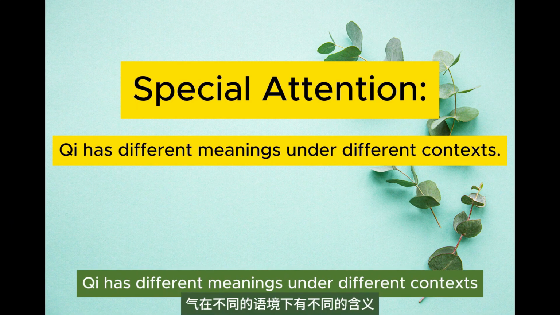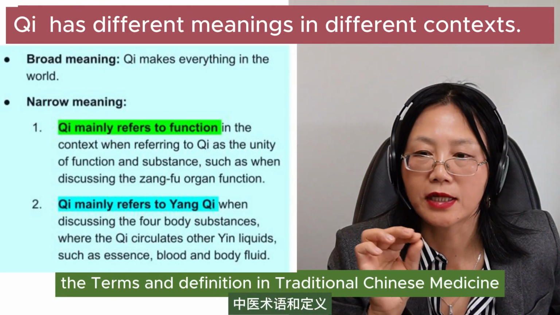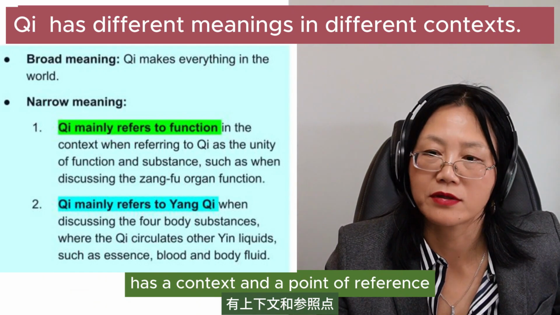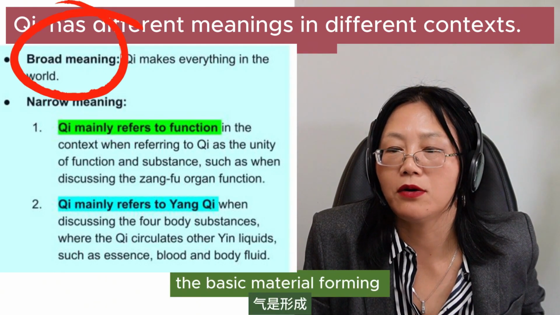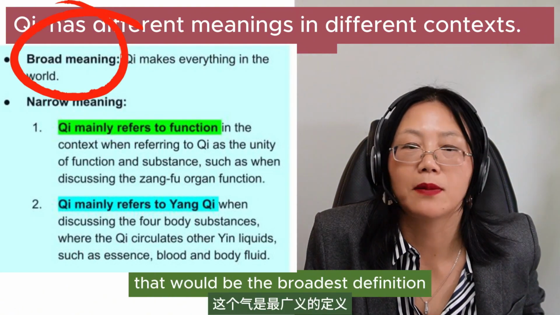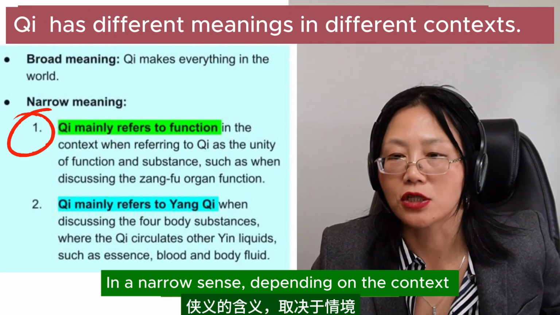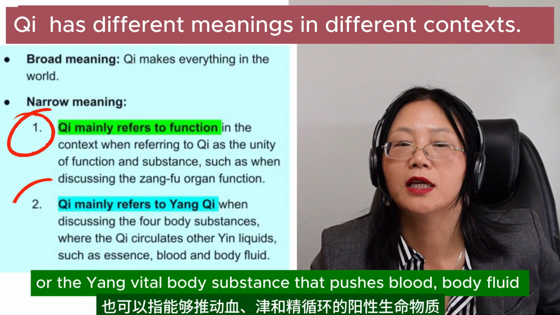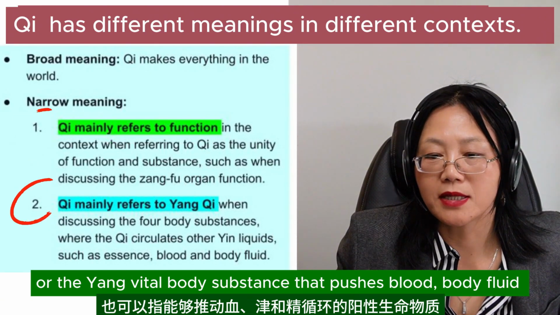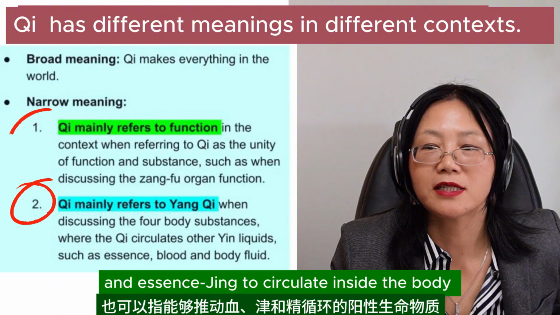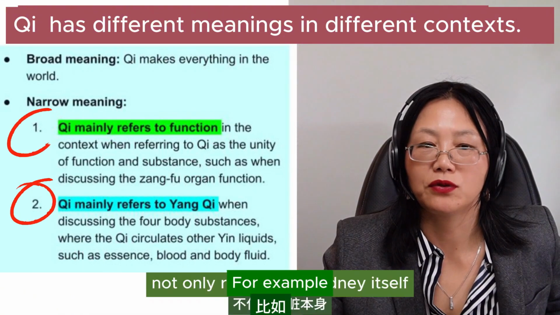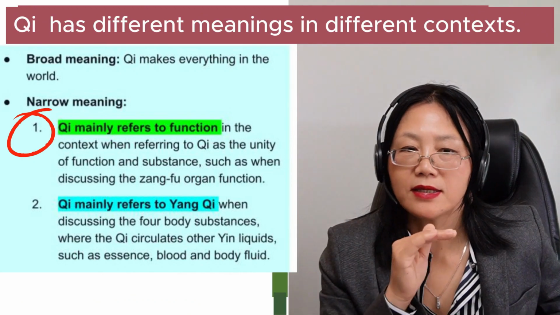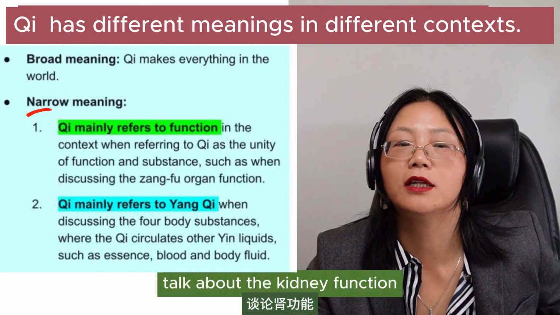Special attention, qi has different meanings under different contexts. The terms and the definitions in traditional Chinese medicine have a context and a point of reference. When you say qi is the basic material forming the human life, the human body, that's the broadest definition. In a narrow sense, depending on the context, qi can refer to the zangfu organ's function or the yang vital body substance that pushes blood, body fluid, and the essence jing to circulate inside the body. For example, sometimes we say kidney qi. We're actually talking about the kidney function. This will give us another perspective.